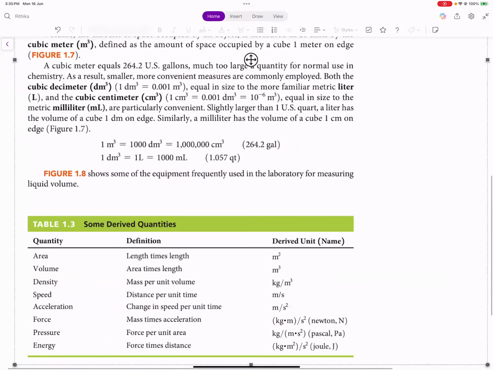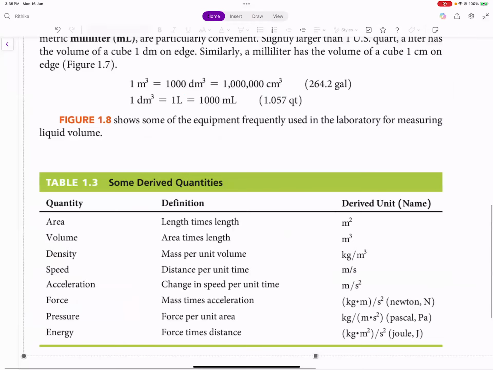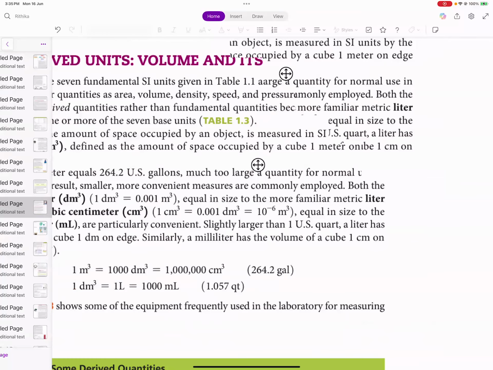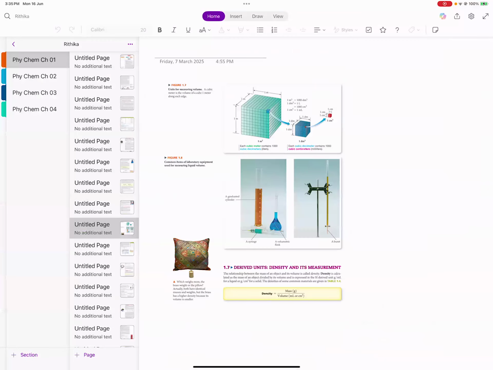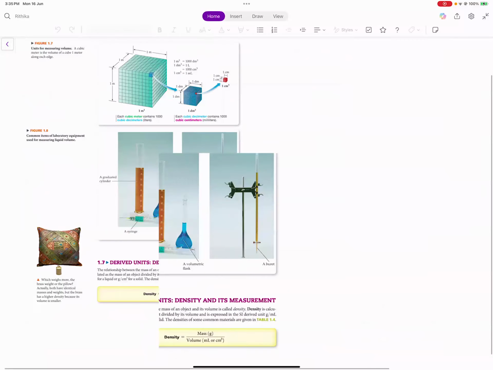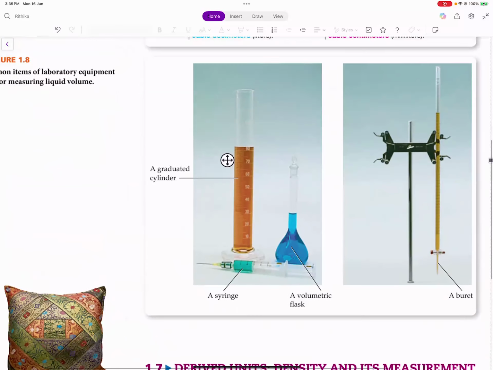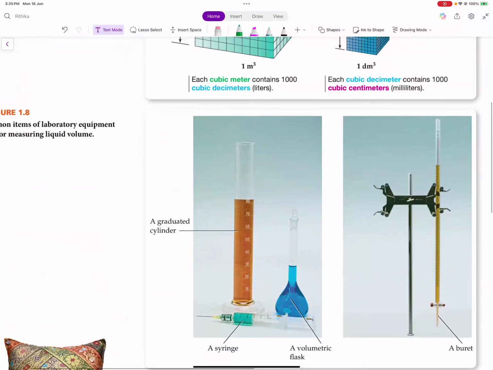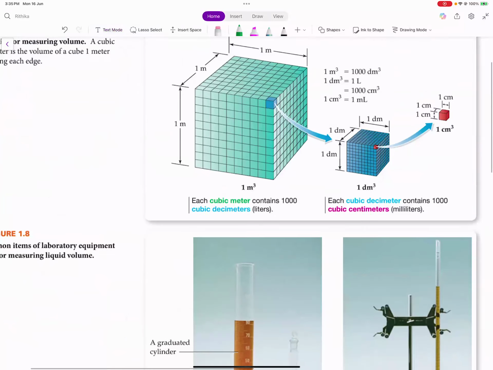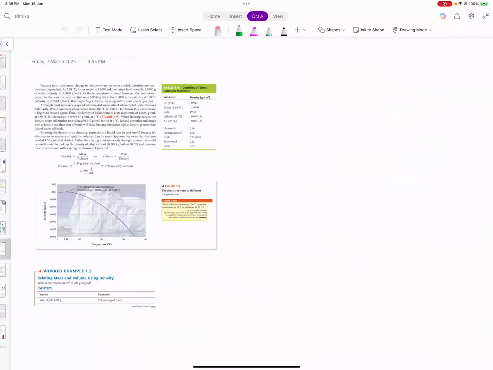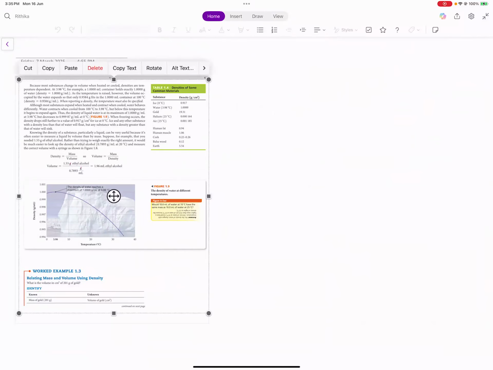And these are derived units like area, volume, density, speed, acceleration, right? We combine 2 or more units. And this is again density, mass by volume, right? All these things are clear, right? You know them, right? If you don't know, you can tell me.